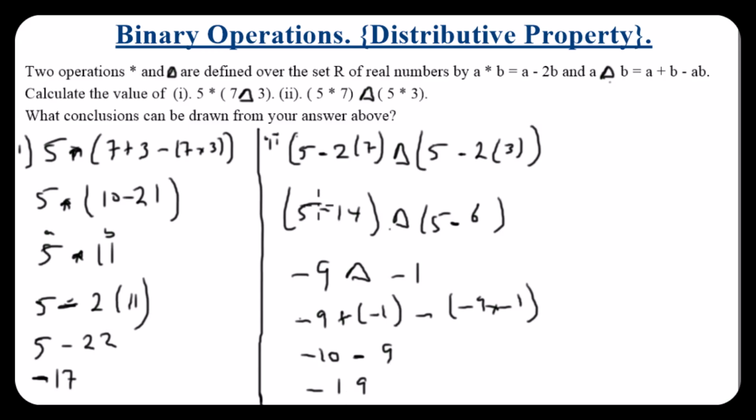Now for the B part of the question, what conclusions can be drawn from your answers above? When we treated the first evaluation, we had minus 17, and for the second one, we're having minus 19. Since 5 star (7 delta 3) is not equal to (5 star 7) delta (5 star 3), we can come to a conclusion and say that the operation star is not distributive over the operation delta.